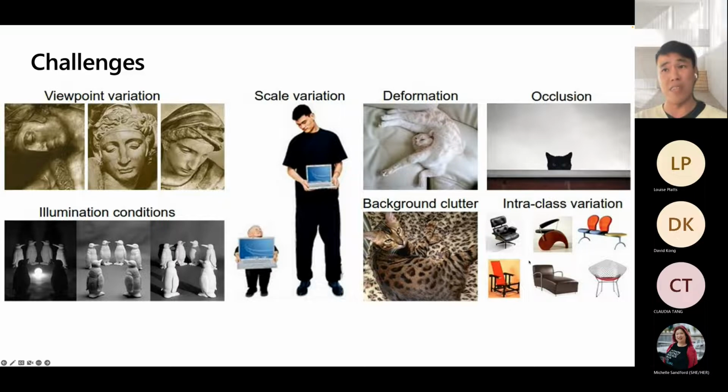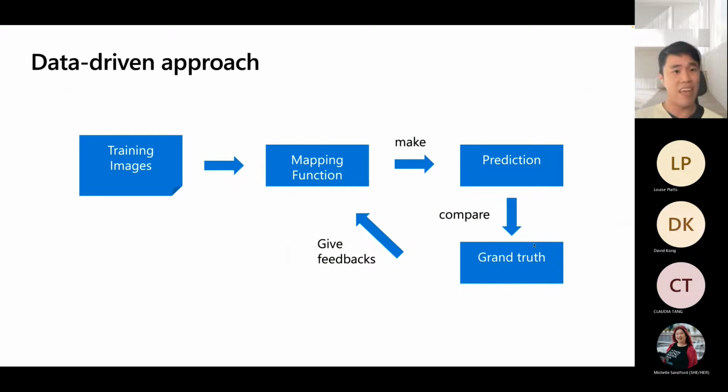And then we have inter-class variation. They are all different types of chairs. So it is very hard for computers to recognize these images just by trying to identify the numbers in the pixels. And that's why we have to use machine learning. And machine learning is based on a data-driven approach.